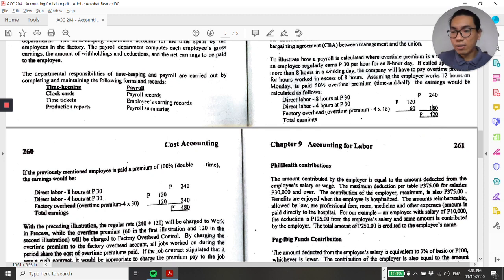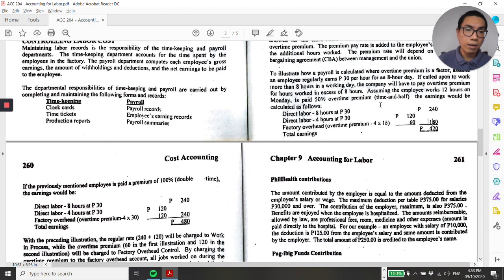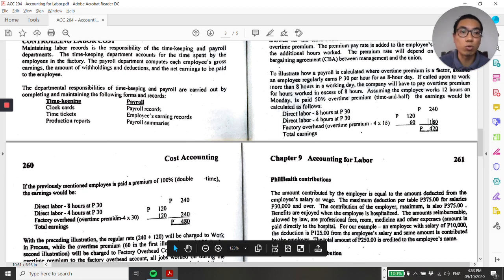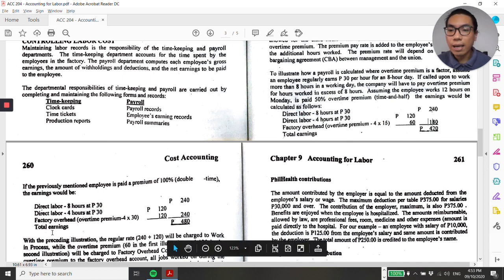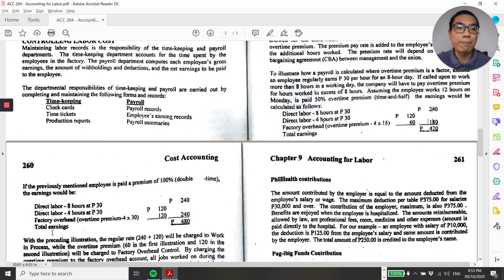Okay, another assumption with similar given. Assuming that the previously mentioned employee is paid a premium of 100%, 100% on the double time, earnings would be as follows. Same computation on the first 8 hours, the regular work. The only difference is the computation of the factory overhead or the overtime premium. Again, for the first problem, the assumption is that the overtime premium is only time and a half, whereas here, the employee is paid 100% or double time.